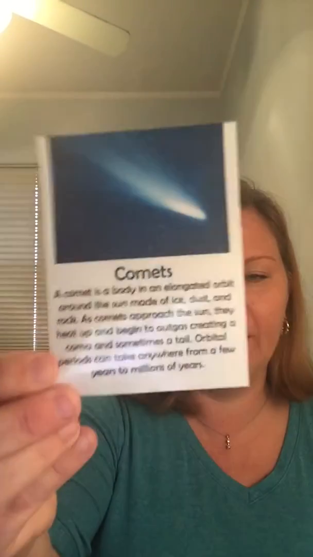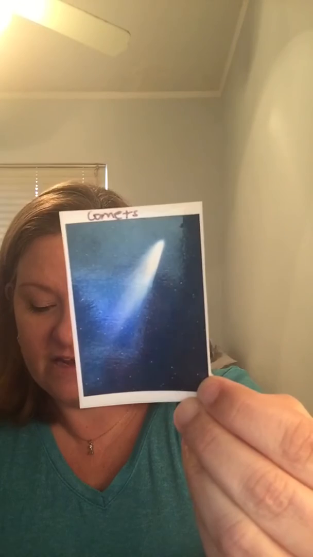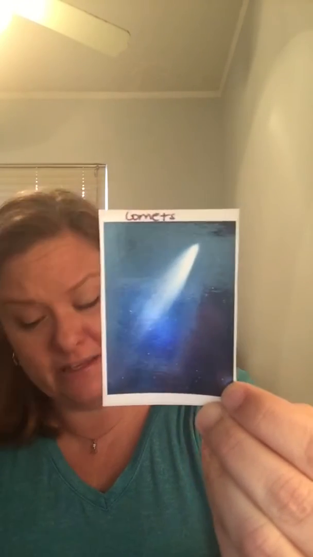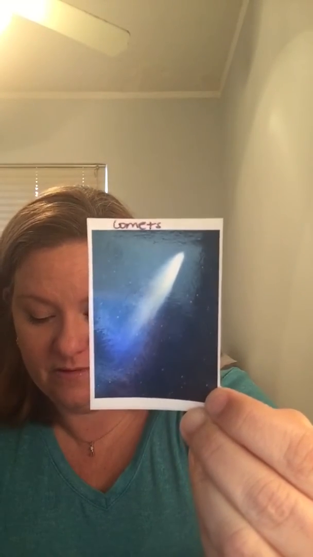Another thing that's in our solar system are comets. Okay? And here's a type of comet, okay? A comet is a body that has an orbit around the sun. It's made of ice and dust and rocks. And when they get close to the sun, they get hotter and hotter and hotter, and then it looks like they form a tail. That's very cool. So comets have tails. Comets are made of ice and dust and rocks.